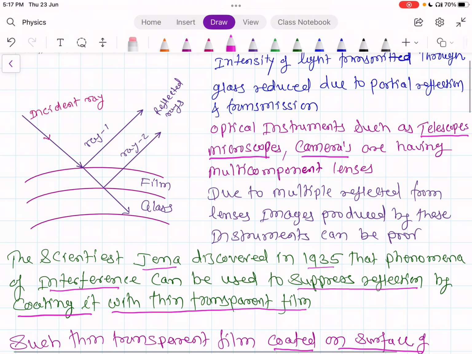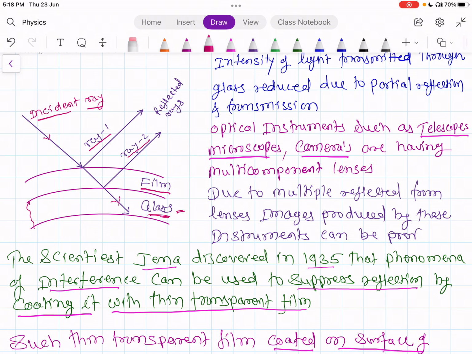As shown in this diagram, this is the lens made of glass, and on it the thin transparent film is coated. When light is incident on the film, it is partly reflected as ray 1 and partly reflected as ray 2, and it is partly transmitted through the glass lens. We have coated this film to suppress the reflected light. So there should not be ray 1 and ray 2, which are the reflected light, and all the light should be transmitted through the glass lens.